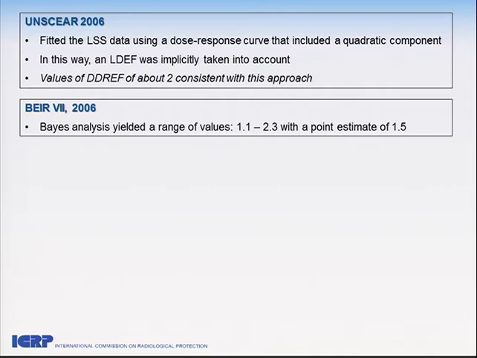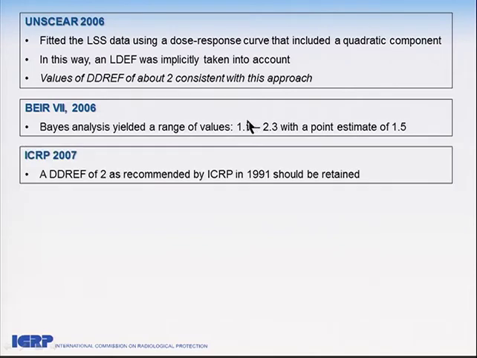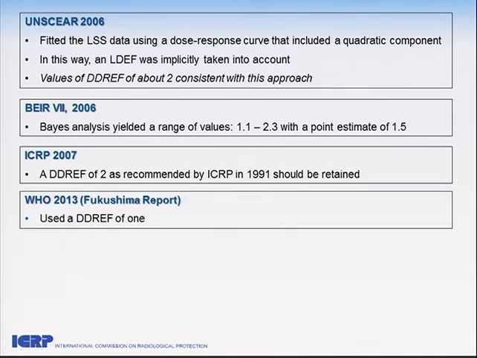BEIR 7 in the same year came up with a more precise number. For the DDREF, they suggested 1.5, and the uncertainty range is actually rather small. And they based their judgment on both animal experiments and human data. I'll come to that later. ICRP 103 confirmed that a DDREF of 2 should be used. And then more recently, the WHO report, the Fukushima report, used a DDREF of 1.